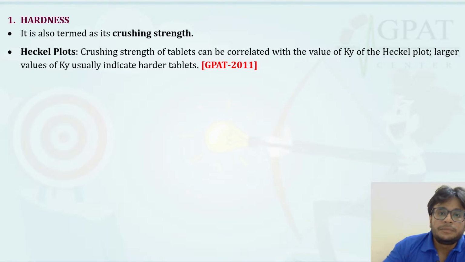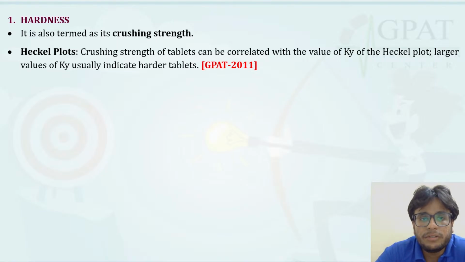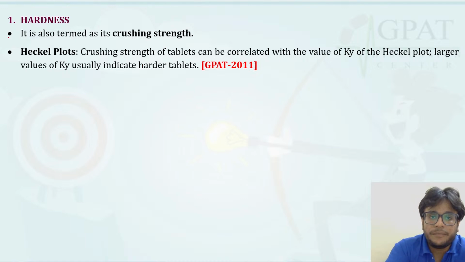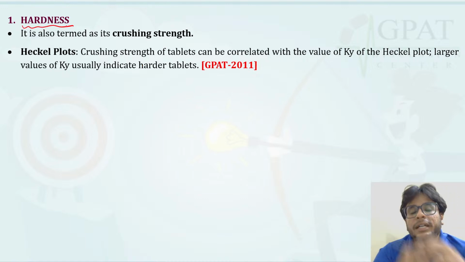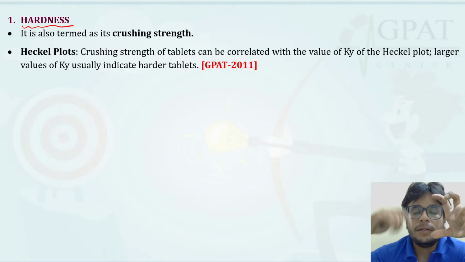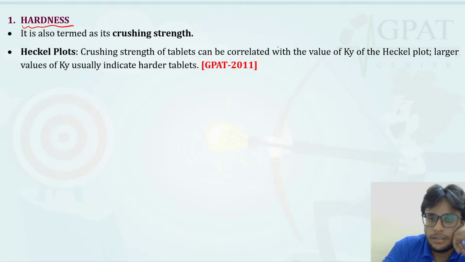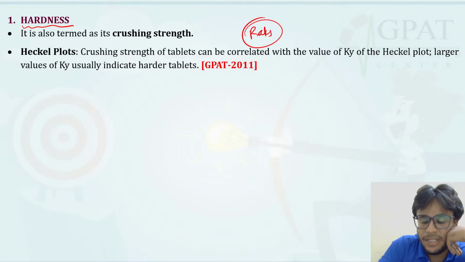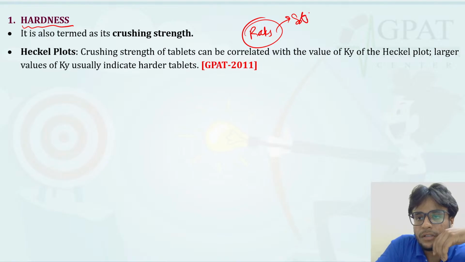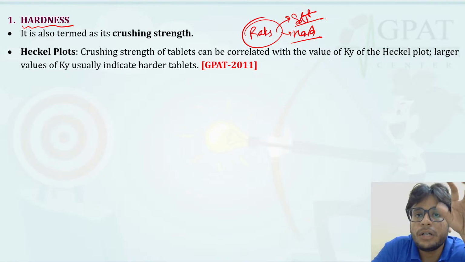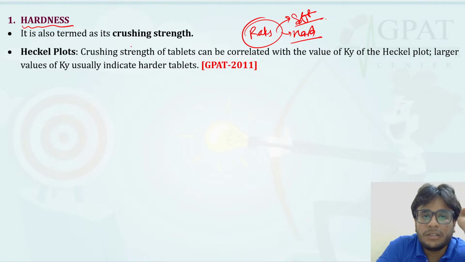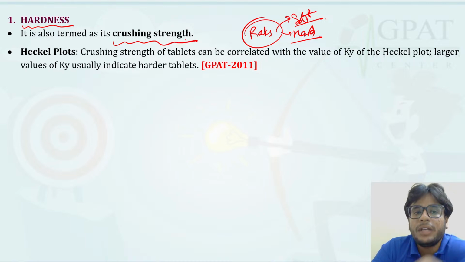Okay, yes. Then we come to another property that is going to be the hardness. So how can we decide whether a given component is hard or soft? We can say that its crushing strength, like if we are talking about rocks, we can say that a given rock is soft or hard on the basis of the strength that is required in order to crush that particular rock. Yes, so the hardness is also known as the crushing strength. How much energy will be required in order to crush that particular component.